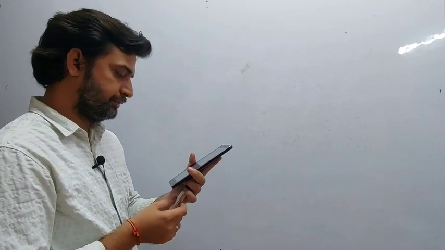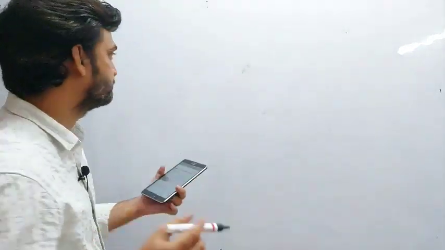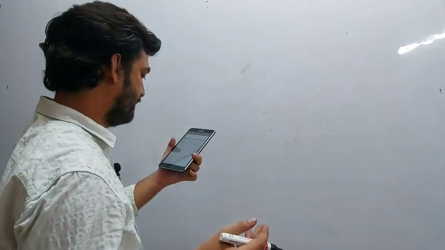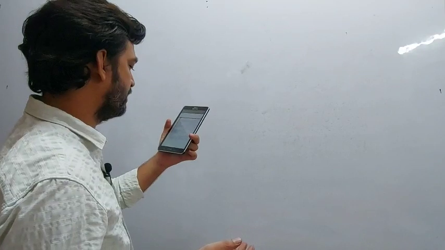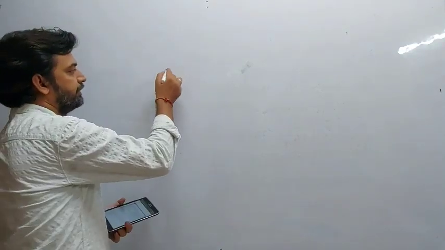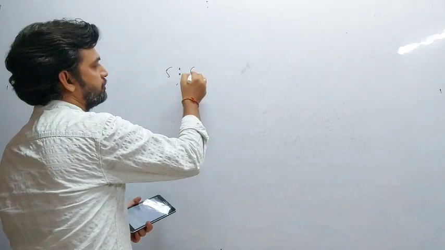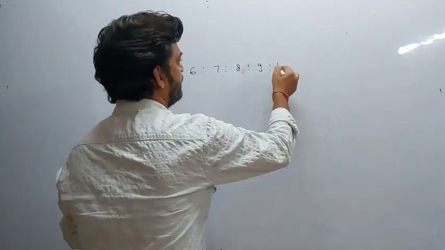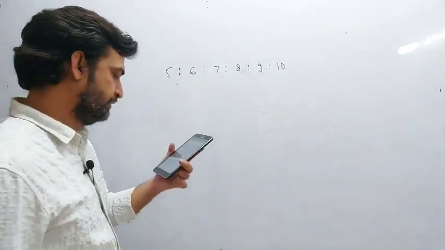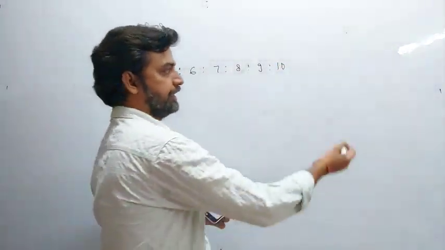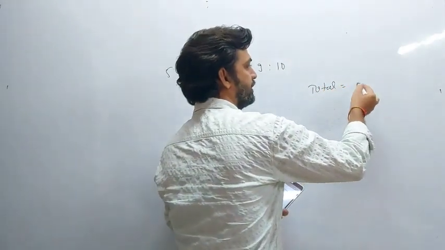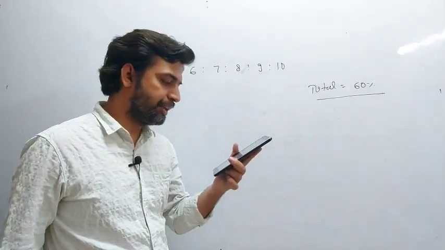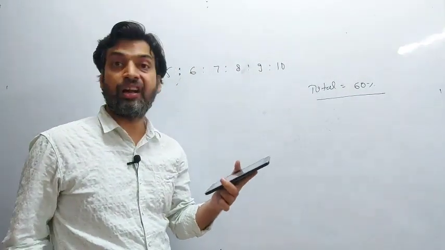A student appeared in 6 papers. The maximum marks are the same for each paper. His marks in these papers are in the proportion 5 is to 6 is to 7 is to 8 is to 9 is to 10, for all 6 papers, right? Overall, he scored 60%. The question asks: in how many papers did he score less than 60?